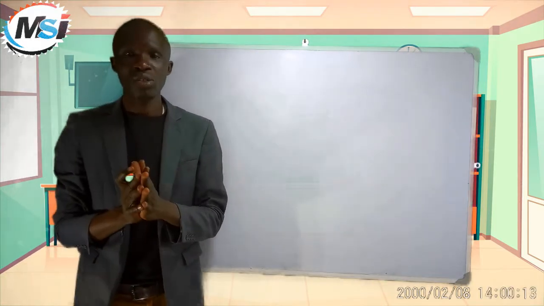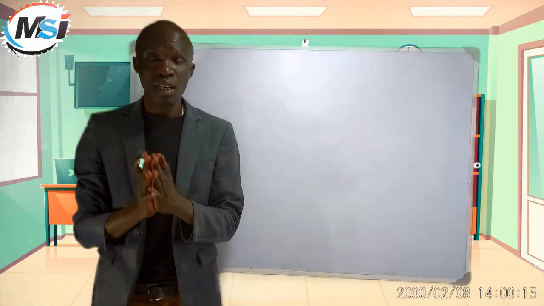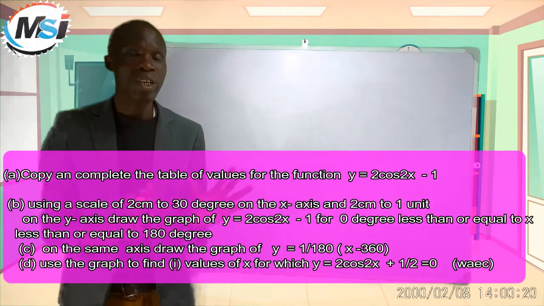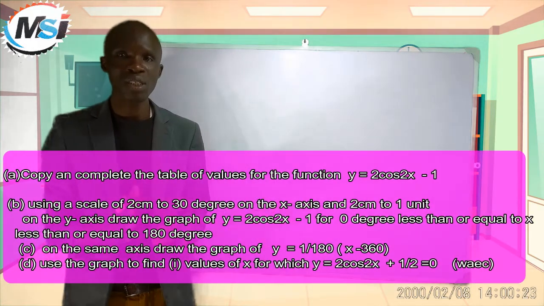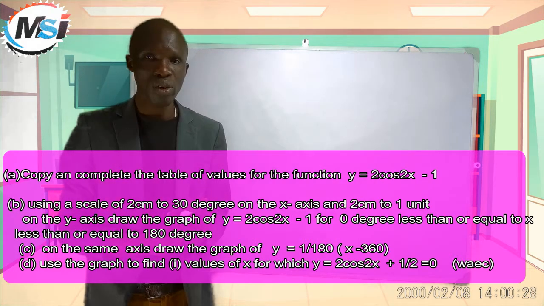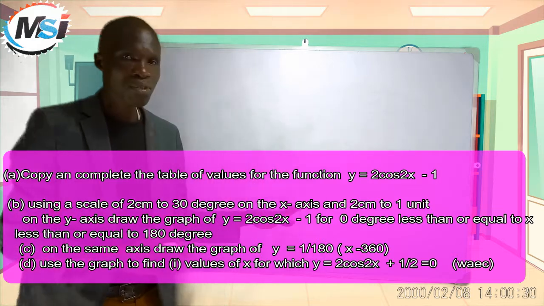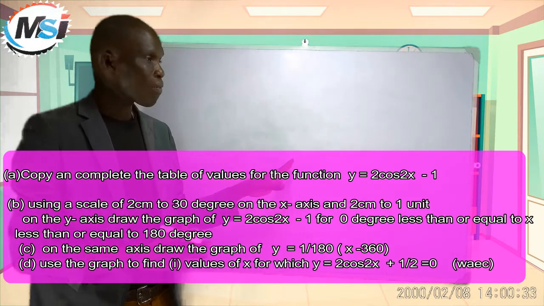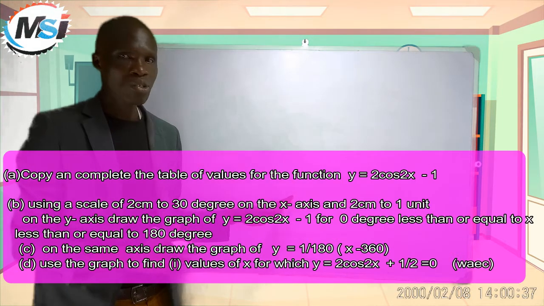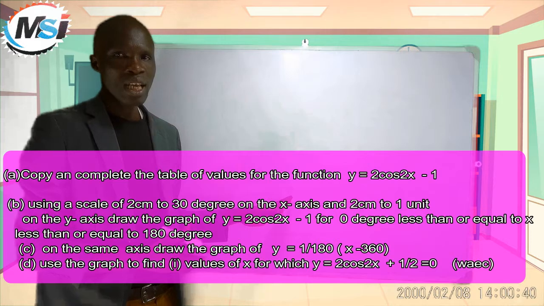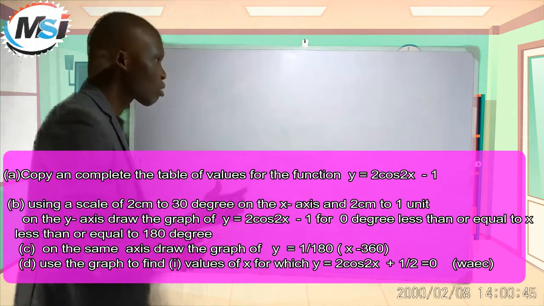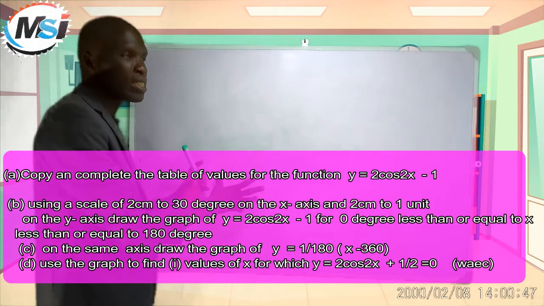Let's solve this question together. You need to be patient and you need to follow me as we solve this question together. Now you can see the question on the screen. Copy and complete the table of values for the function y equals 2 cos 2x minus 1. And the table has been given to us. We have x to be 0 degrees, 30 degrees, 60 degrees, 90 degrees, 120 degrees, 150 degrees, and 180 degrees. Now to solve this question, we need to complete the table.